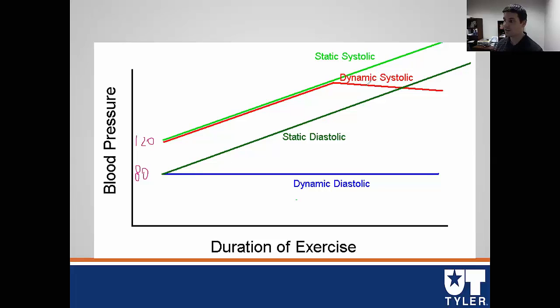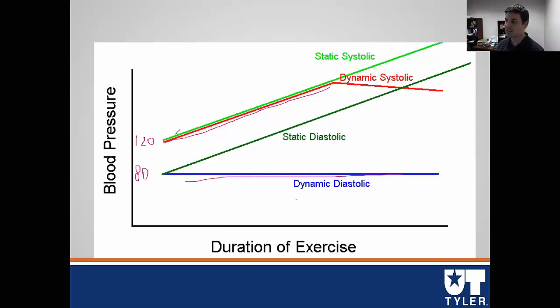As the duration gets very long, we actually start to see a decrease in systolic blood pressure due to a lot of blood flow going to the skin and total peripheral vascular resistance going even further down in order to regulate body temperature usually. But for the most part, we see a linear increase in systolic blood pressure, no change in diastolic blood pressure during dynamic running, cycling, where you're moving.